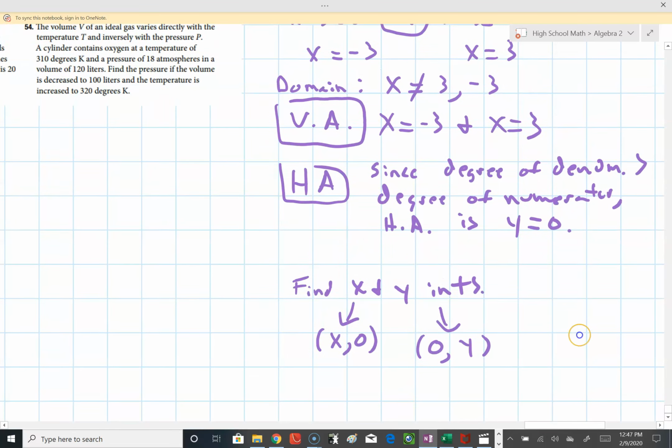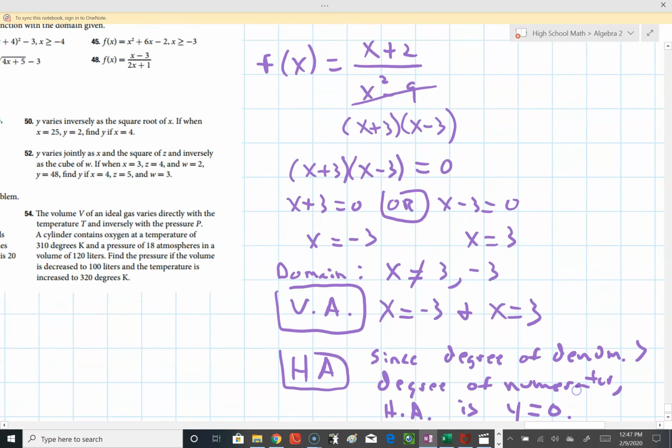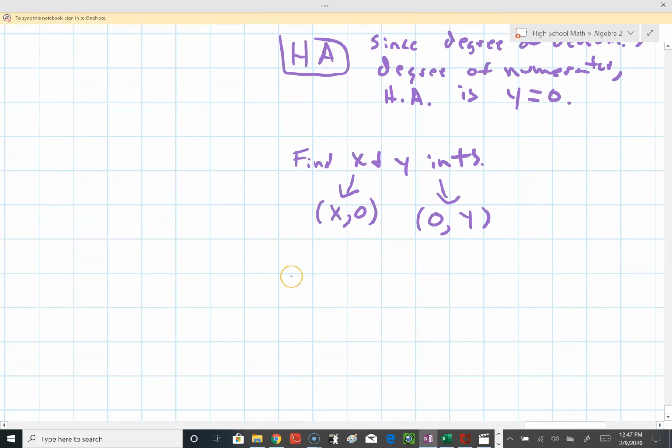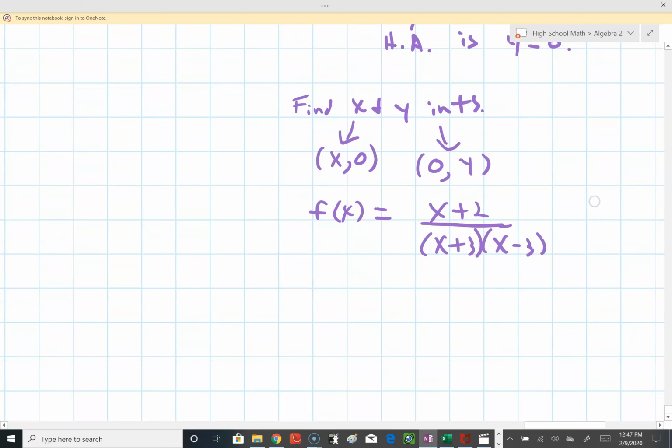Let's start with our function again. x plus 2 over x squared minus 9. So we have f of x is equal to x plus 2 over x plus 3, x minus 3. All right. I'm going to start by finding the y-intercept. Super easy. The y-int. Let's let x be 0.